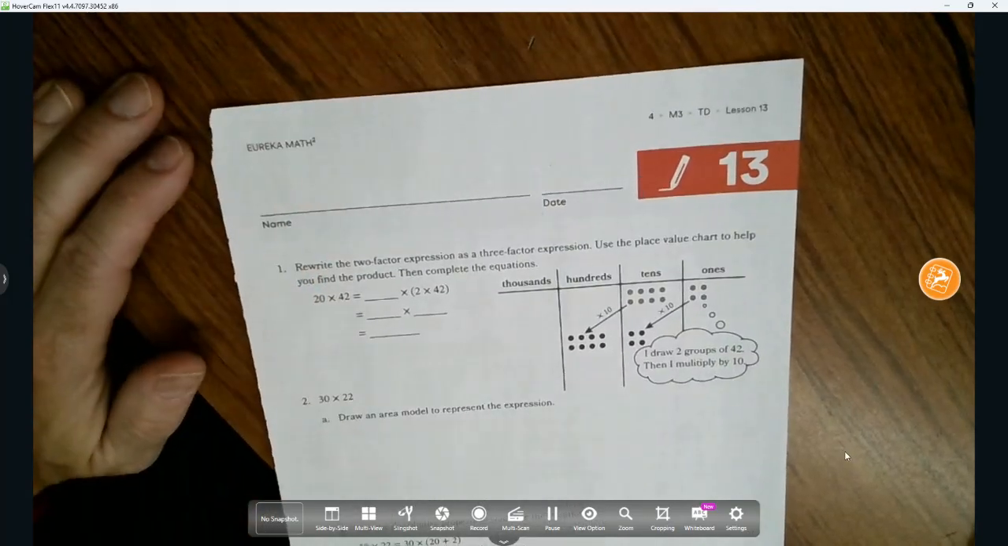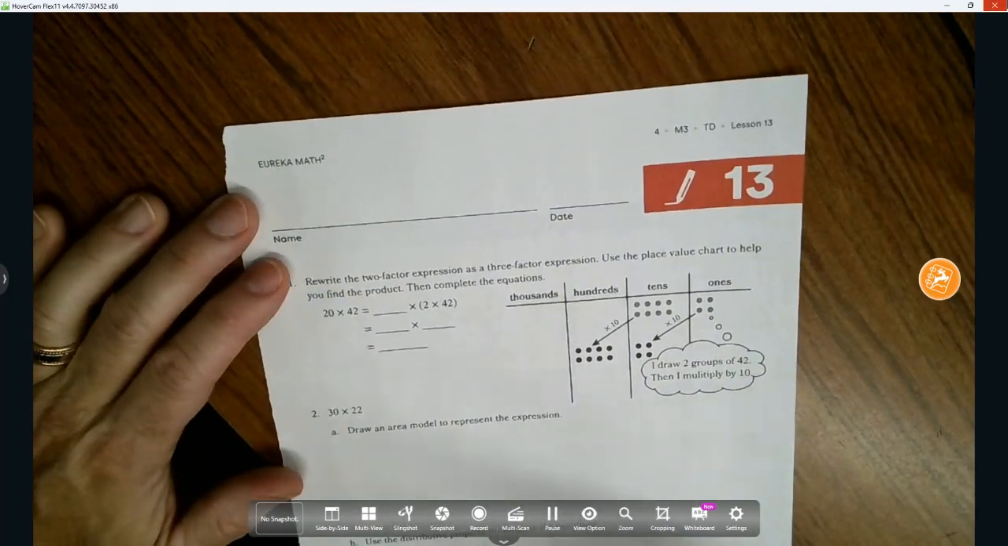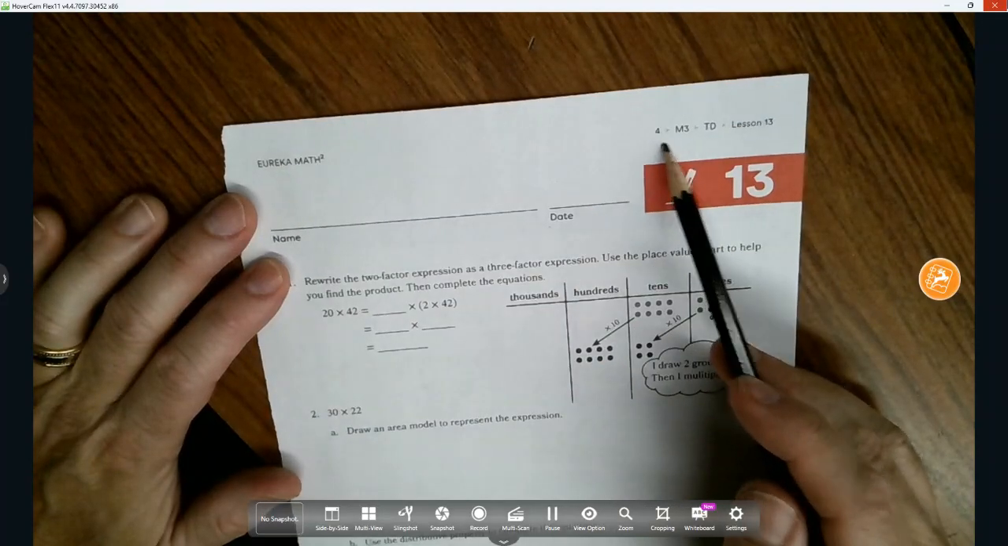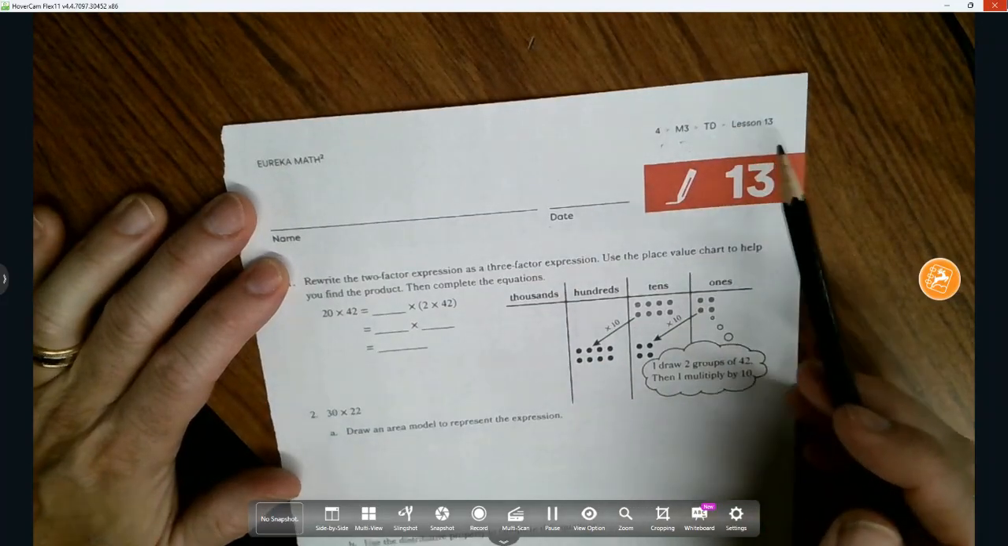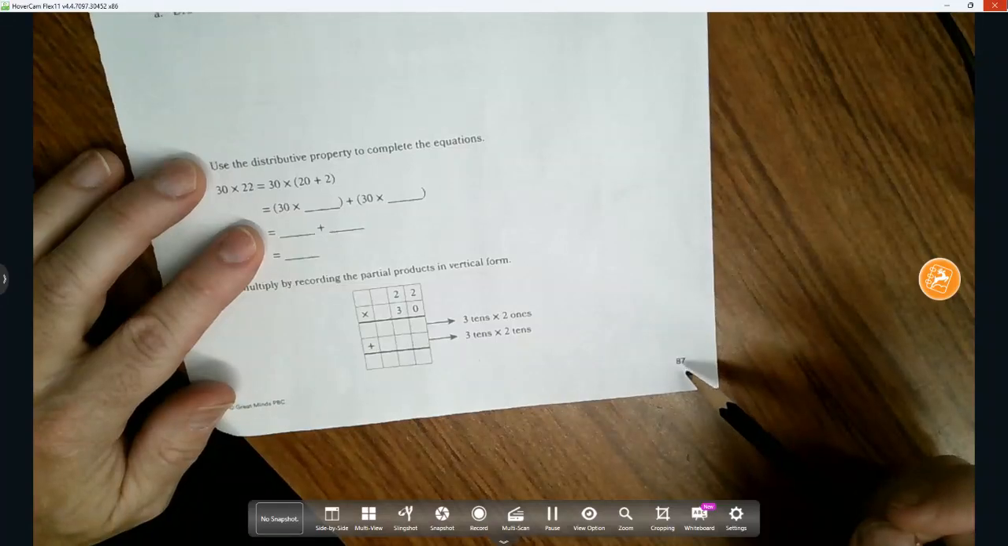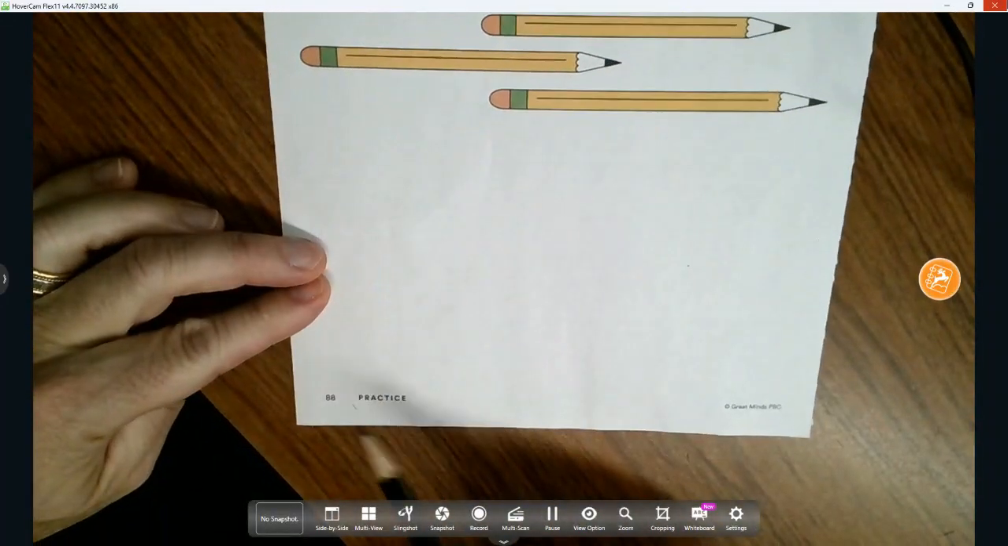All right, we're back for lesson 13. Eureka Math Squared, 4th grade, module 3, lesson 13, homework help. We are on page 87. There's also a page 88 tonight.